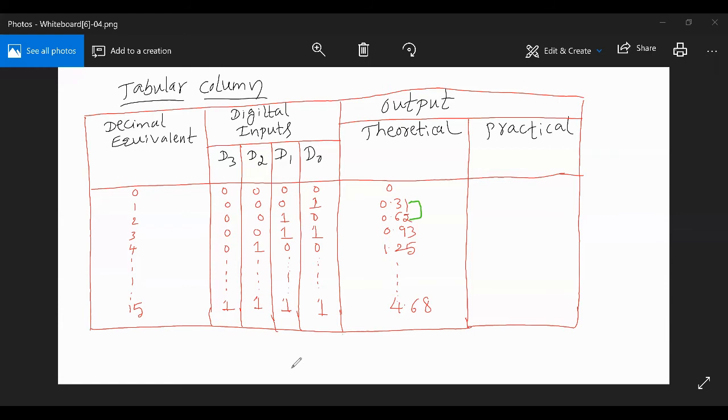And what is the resolution? Resolution can be defined like this. The analog output should be readable for the minimum input, right? For the minimum input, which is 0, you should be able to read what the analog output is. Whether it is 0 or some number, whatever it is, if we are able to notice the output, then we call it good resolution.